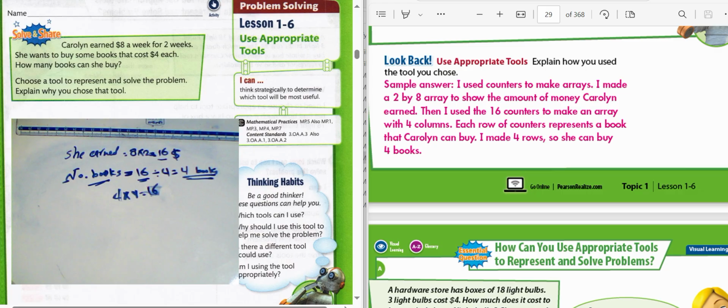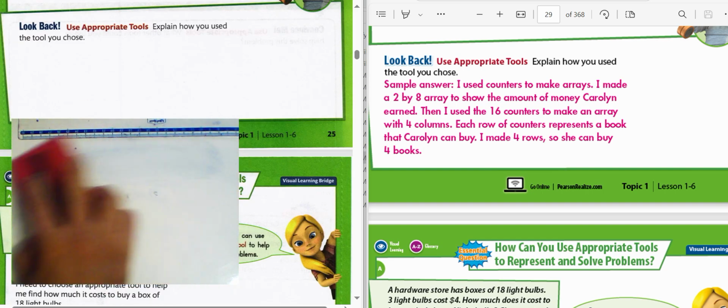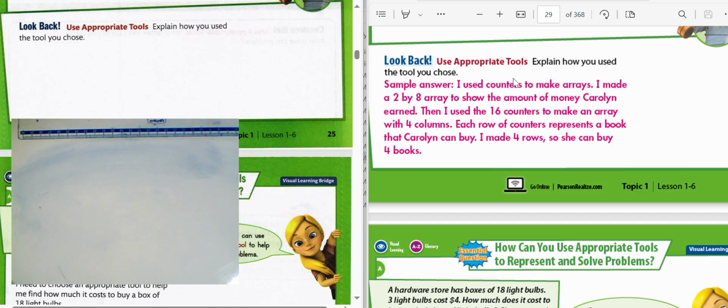And in the next part, he asks you to explain how you found the total. The simple answer here, write this: I used counters to make an array. I made a 2 by 8 array to show the amount of money Karen earned. Then I used the 16 counters to make an array with 4 columns. Each row of counters represents a book that Karen can buy. I made 4 rows, so she can buy 4 books.